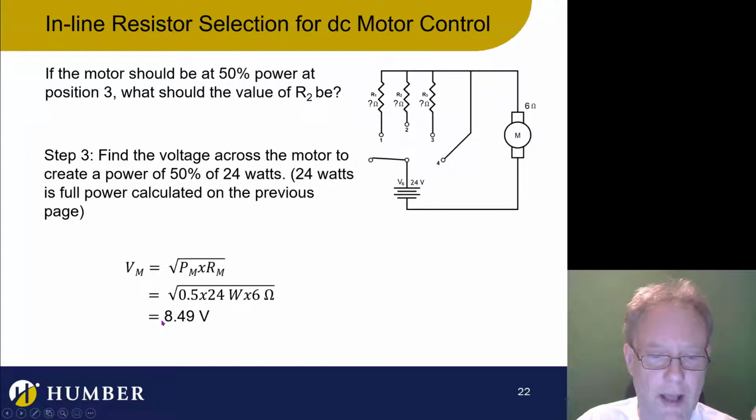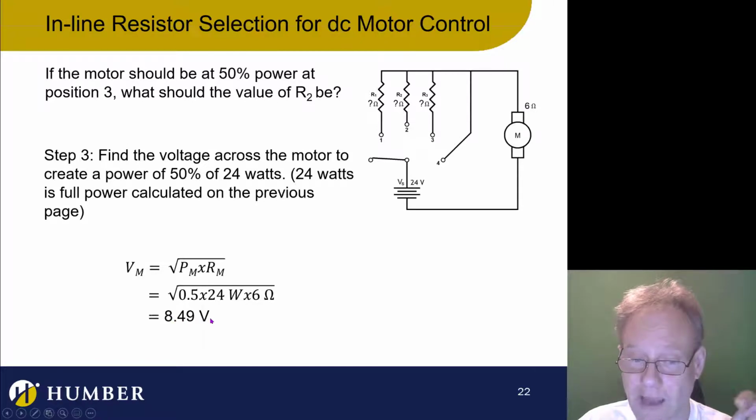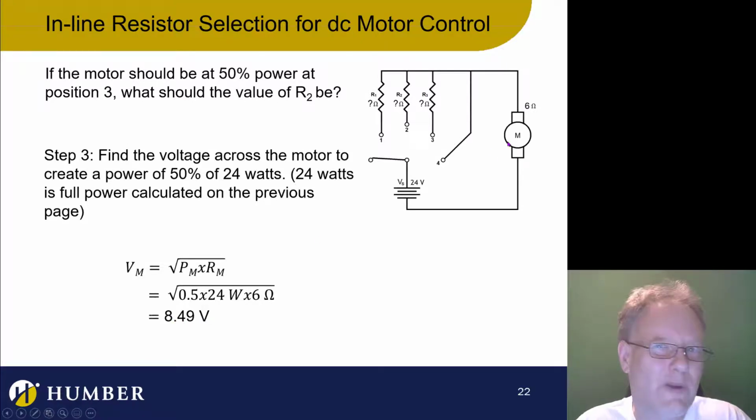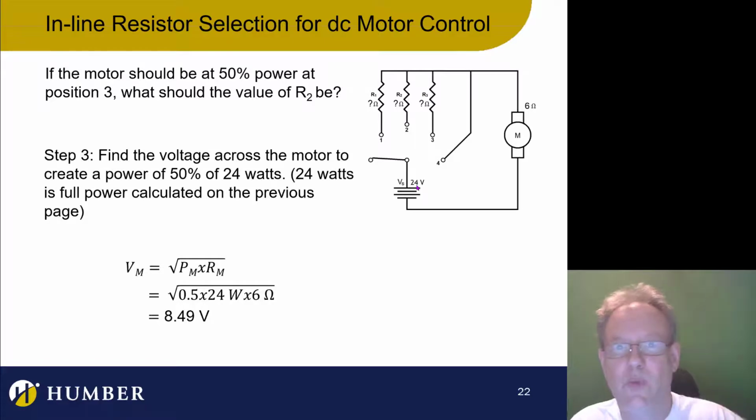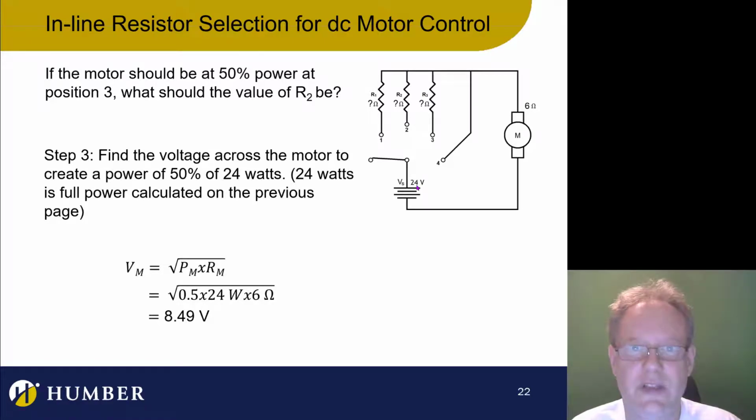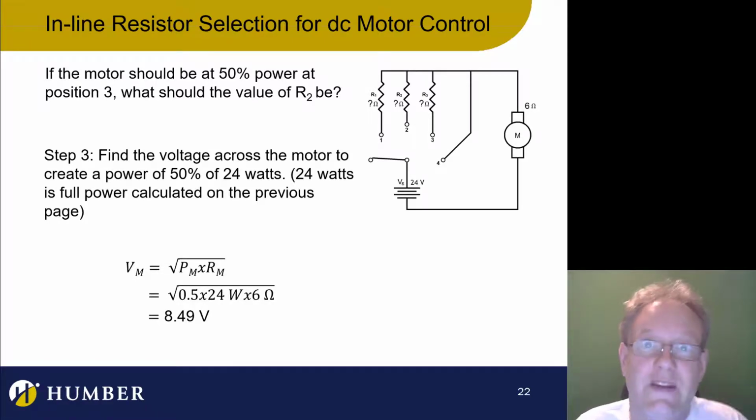Okay, good. So if I ran this motor on 8.49 volts, then it would be running at 50%. Okay, that's cool. So we have a 12 volt source, and you'd think if I kicked it down to like 6 volts, then the motor would be at half power. Well, no. I kick it down somewhere in between 12 volts and 6 volts to actually make it half power, because it's not a linear relationship.